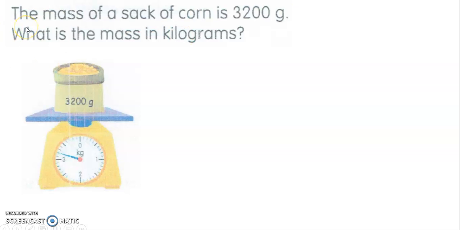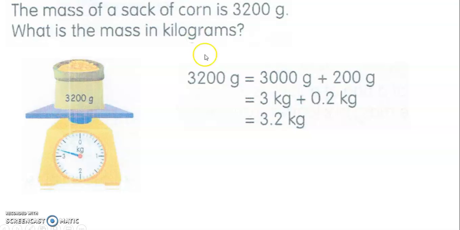This example says the mass of a sack of corn is 3200 grams. What is the mass in kilograms? Alright, we're going to do the same thing. We need to put the mass in grams. It's 3200 grams. We need to convert it into kilograms. So we put 3000 grams because it's easy and simple to convert 3000 grams to kilograms. We say it's 3 kilograms.